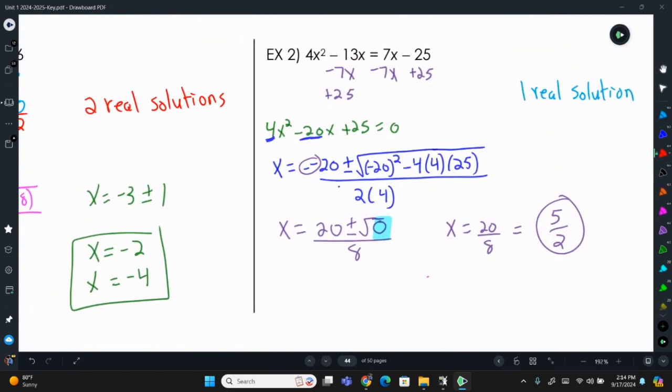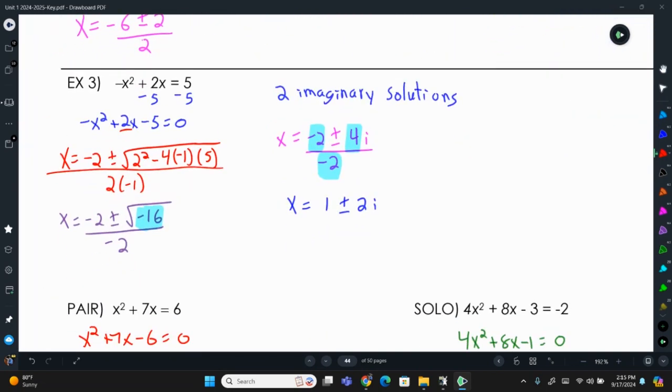This one you could have factored if you realized it was a perfect square trinomial. You could have factored that and then square rooted both sides. But the quadratic formula didn't take that long either. Example 3, quadratic formula all the way because we had imaginary solutions.